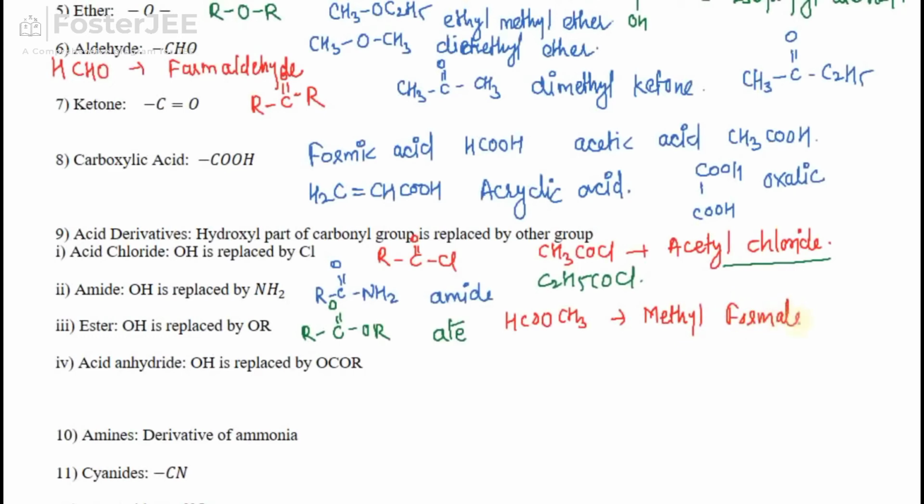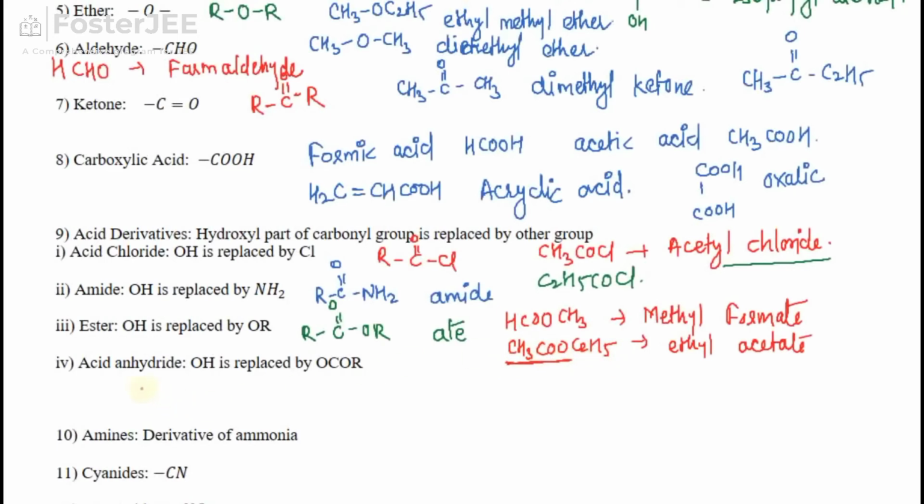Similarly, CH3 C double bond O C2H5. So the name of the compound is ethyl acetate, because this group is acetic acid and this is ethyl.